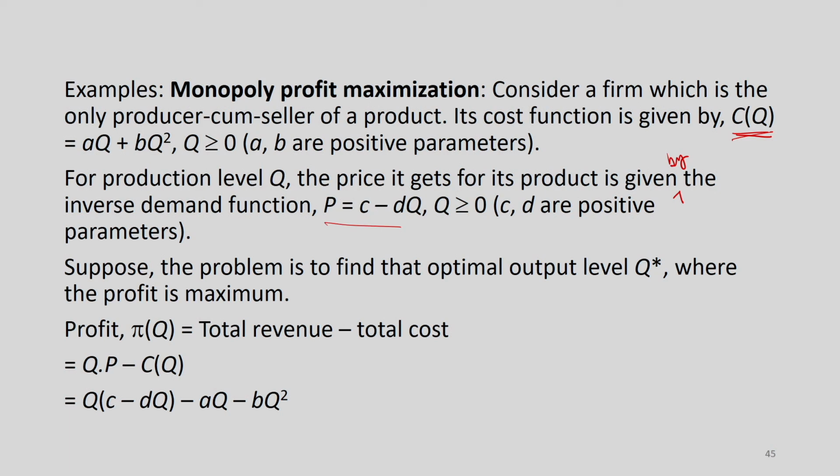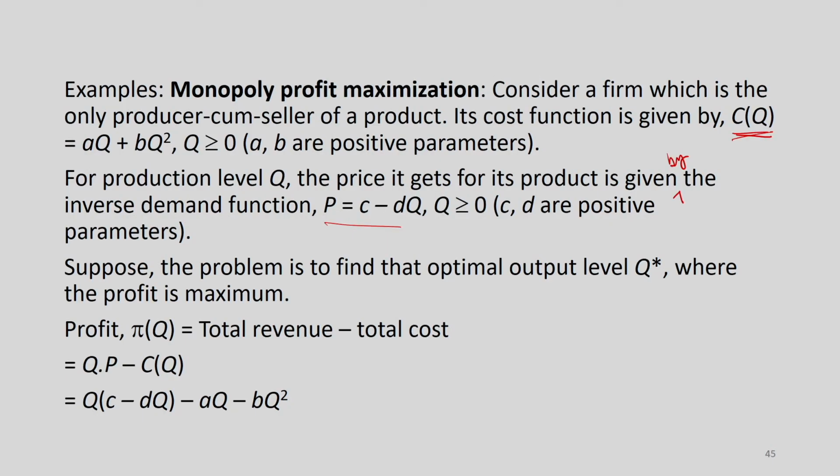Now, what is the problem? The problem is to find the optimal output level Q star, where the profit is maximum. So, this is again going to be a kind of constant assumption with us, that we are going to assume that firms mainly try to maximize their profit. Okay. Now, how do I do that?